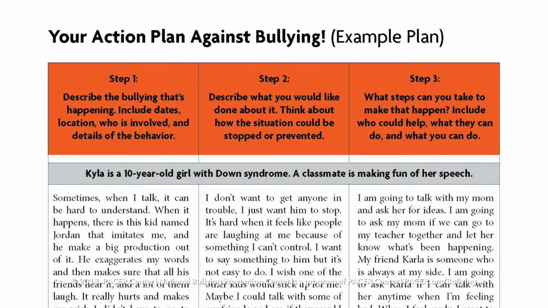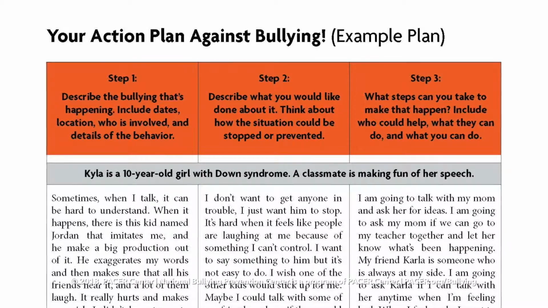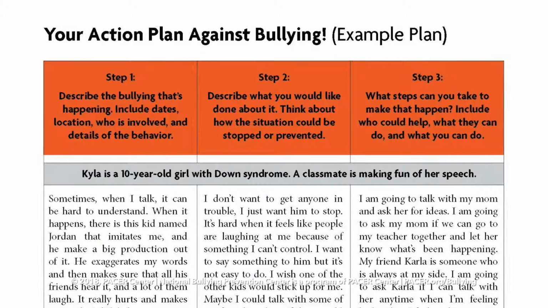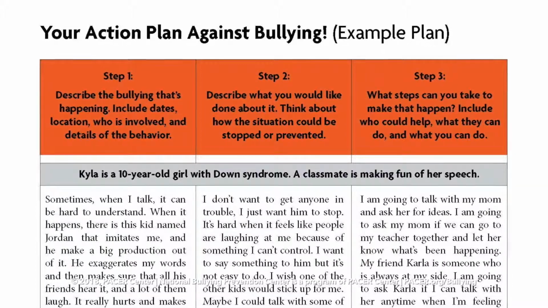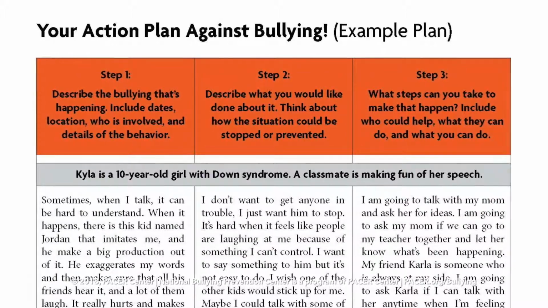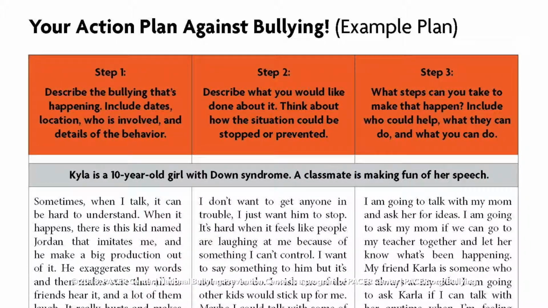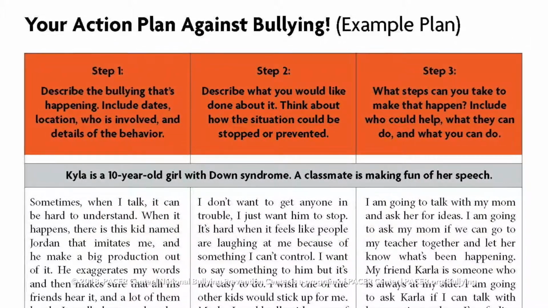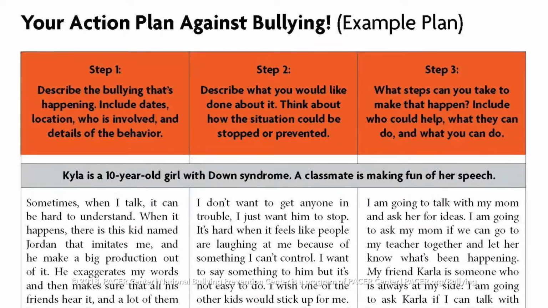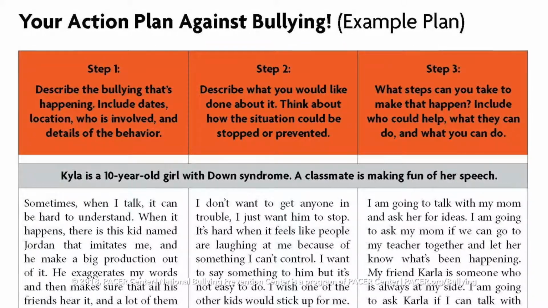So the Student Action Plan works in a way that it's this 3-step process. The first step is the student identifies the situation that is troublesome to them. The second part of it is they identify what they would like the situation to look like instead of what it currently looks like. And the third step is they identify steps that they think would be necessary to change the situation.